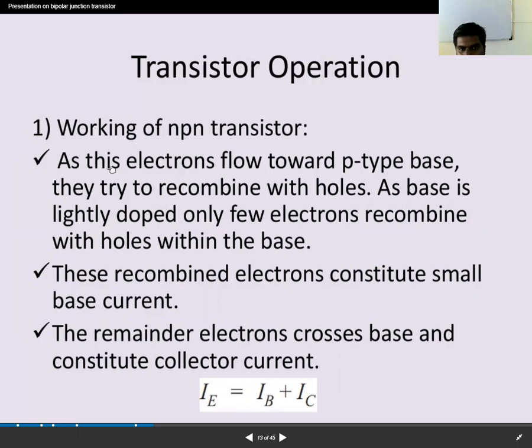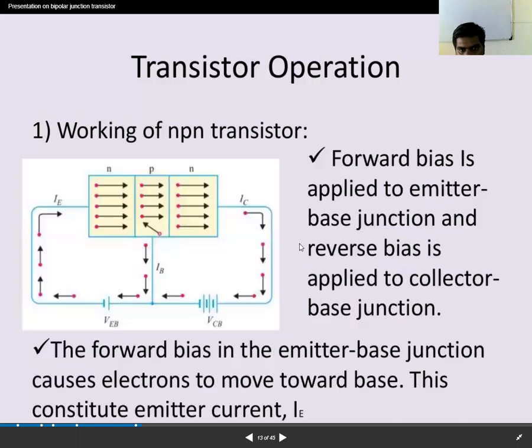The electrons flow towards the p-type base, and they try to recombine with holes. What is happening? The electrons from here try to come into the p region, as you know that the p region has a number of holes and n has a number of electrons. As you know, electrons and holes combine here. Due to that only, the junction is formed.